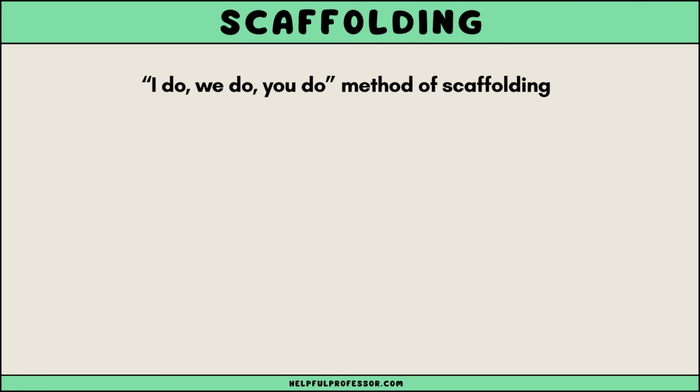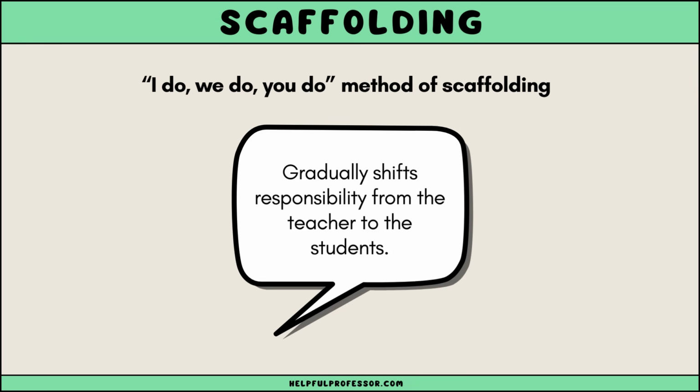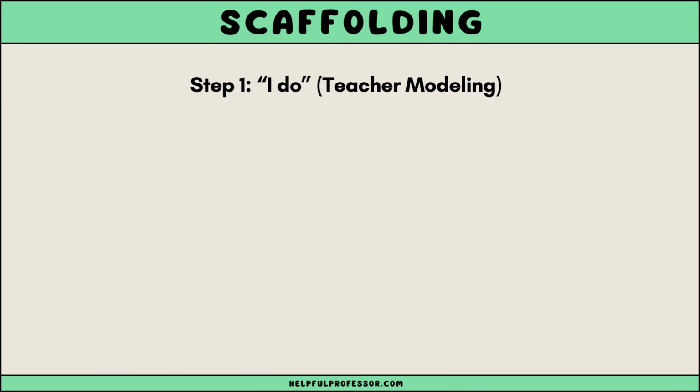The I do, we do, you do method is a simple but effective framework for scaffolding learning in the classroom. It helps students learn new skills by gradually shifting the responsibility from the teacher to the students. Here's how each step works. 1. I do, also known as teacher modeling.